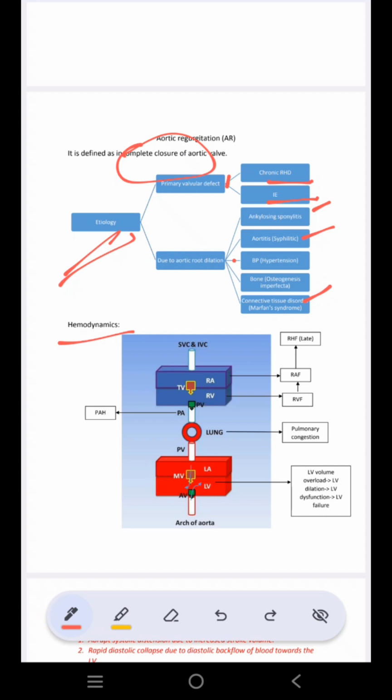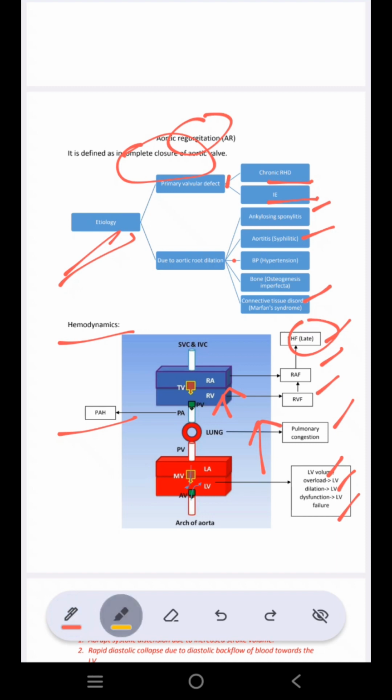Let us study the hemodynamics or the pathophysiology of the condition. If there is incomplete closure of the aortic valve, then there will be backflow of the blood into the left ventricle. So there will be volume overload in the left ventricle. This will cause the left ventricle to dilate and get hypertrophied. Eventually, it will lead to left ventricular failure. Now, if the volume is transmitted upwards, it can lead to pulmonary congestion, because the blood will go from the left atrium to the pulmonary veins, to the pulmonary capillaries, and then to the lungs. In the chronic stage, right heart failure features can also be present.